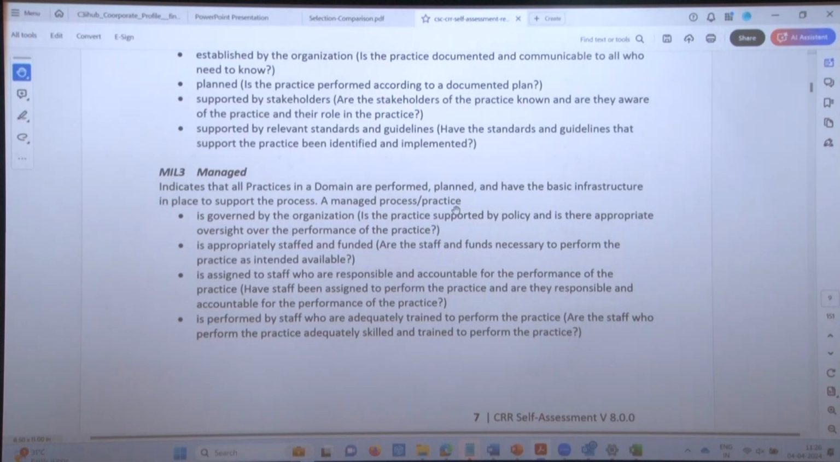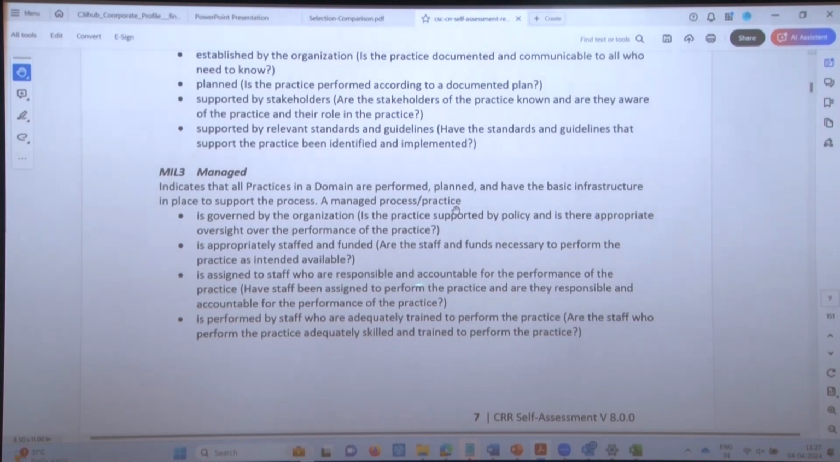Otherwise, if it depends on the CISO having to do all this because there is not enough funding and such, then it is not likely to be sustained, right. So it has to be sustainable, and by properly staffed and funded, it means the top level, the CEO or such level, have supported the cause, the cybersecurity cause or resilience cause. Is assigned staff who are responsible and accountable for the performance of the practice.